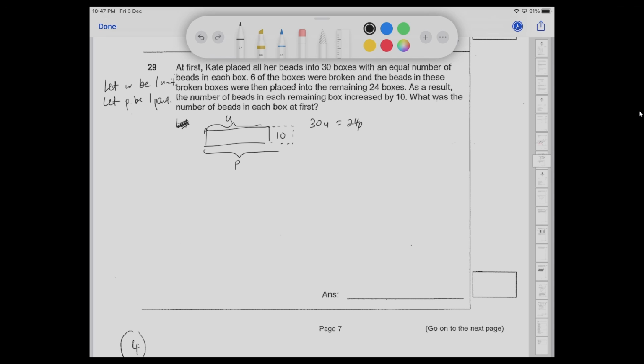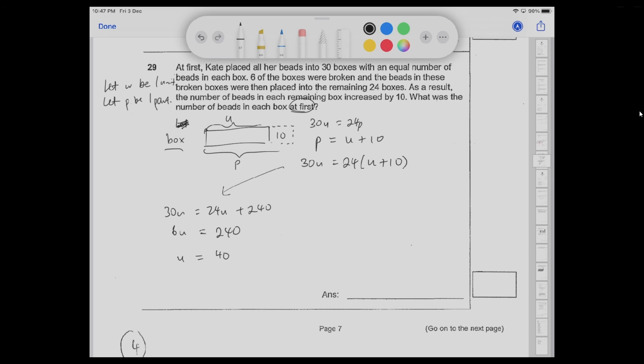But at the same time, from this graph of what's happening in one box, we also notice that P equals U plus 10. That's great, because from then on we can just substitute in. So this would be 24 times (U plus 10). So 30U is 24U plus 240. Minus 24U from each side, that gives you 6U is 240. U equals 40.